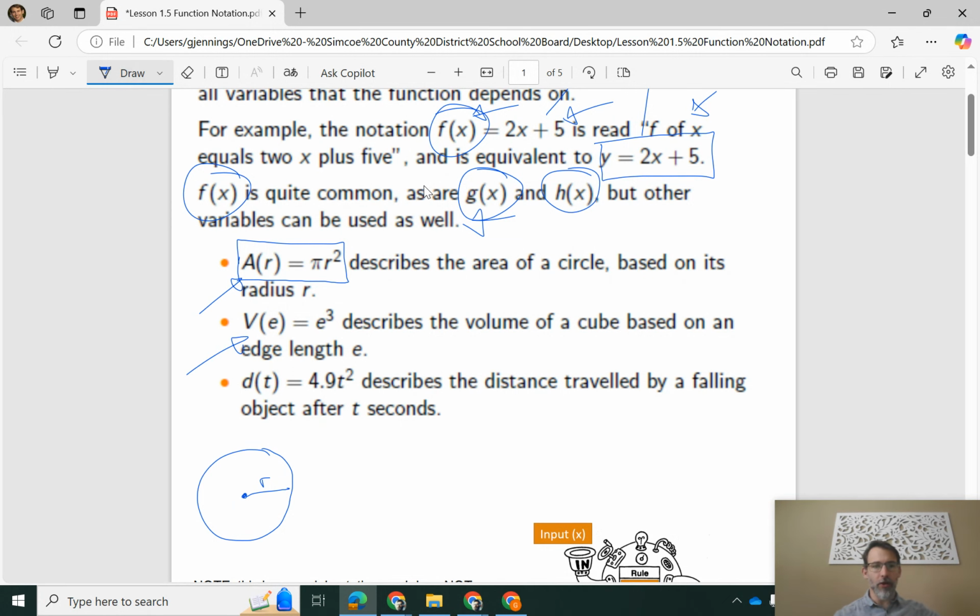This one here is volume as a function of edge length. I have a little math assistant here who's joining me. I finished the book. Oh, good.